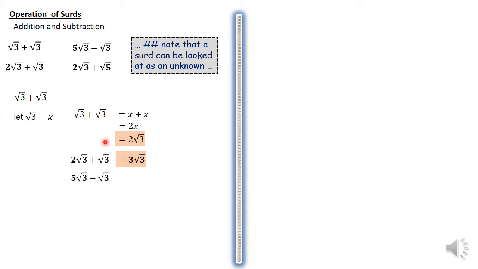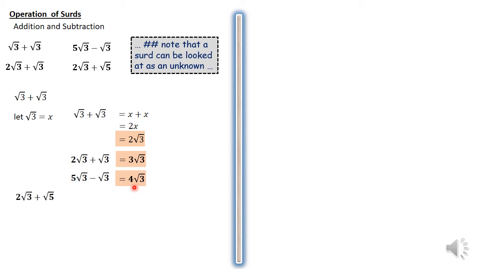Moving on to the third question, which involves subtraction. We have 5 root 3 minus root 3. It's like if we have 5 things minus 1, we would have 4 things, and therefore it would be 4 root 3. If root 3 was an x, we would have 5x minus x, which would be 4x, where x is the root 3, and therefore the answer should be this way.